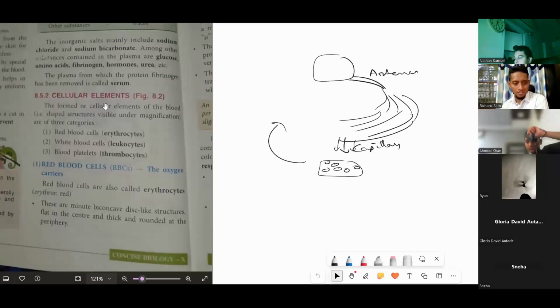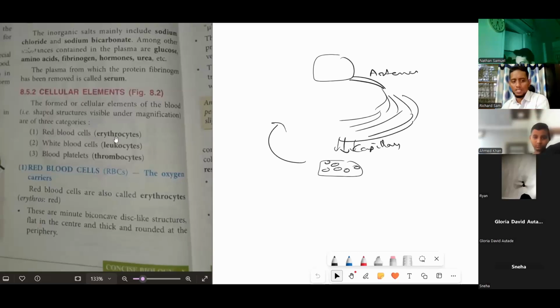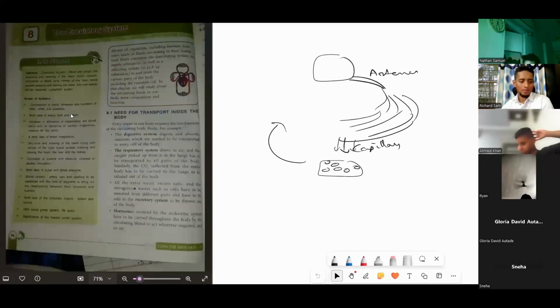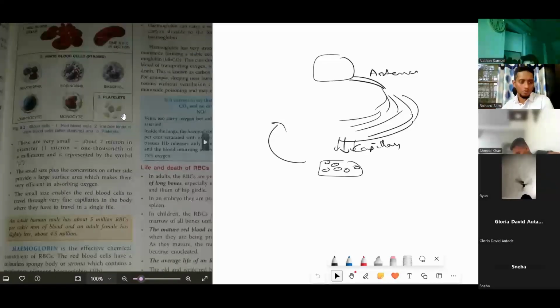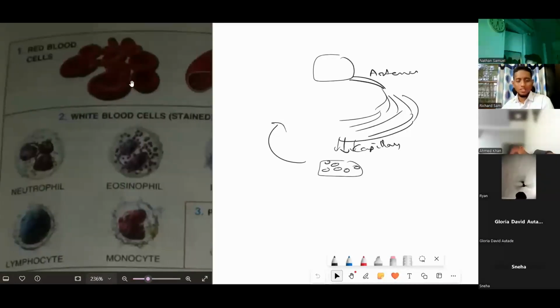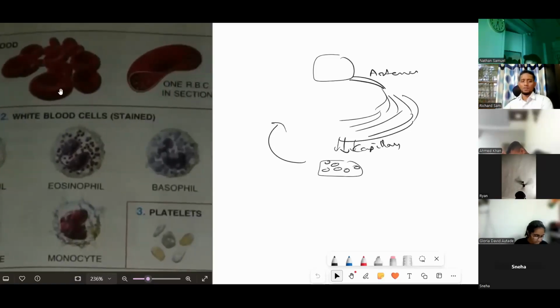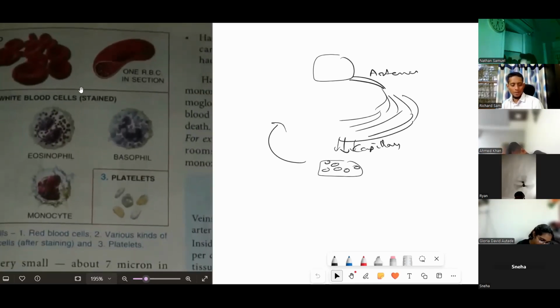Now, cellular elements. There's RBCs, WBCs and platelets. What's the function of RBC, also known as erythrocytes? To give oxygen. Yeah, carrying oxygen. So RBCs contain a pigment called hemoglobin. This is how an RBC looks. It's biconcave, which means both the sides are inward, concave. If you take a cross section of an RBC, this is how it looks.